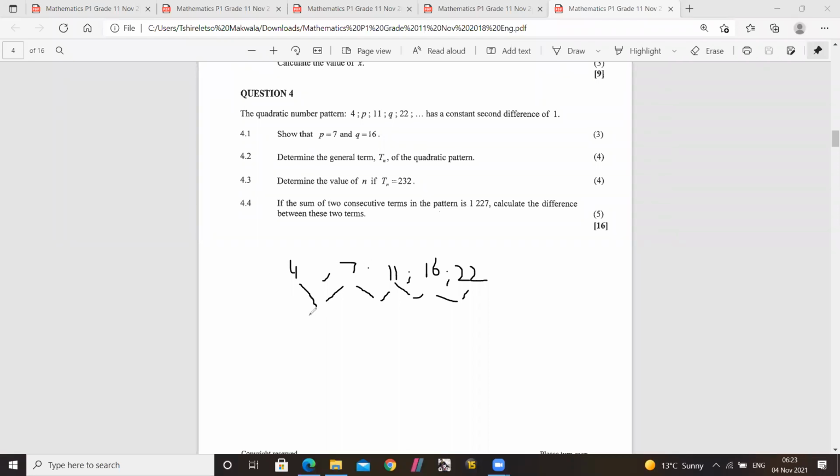7 minus 4 is 3. 11 minus 7 is 4. 16 minus 11 is 5. And 22 minus 16 is 6. So do you see here the second common constant difference is 1 for all of them, right? Like I said, a quadratic number pattern has a second constant difference.